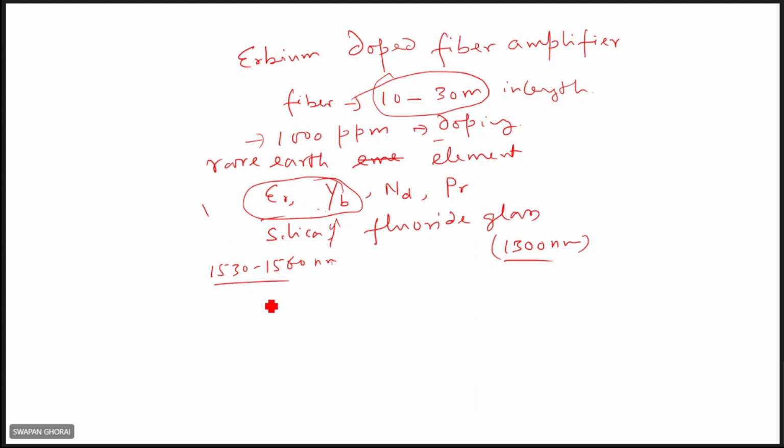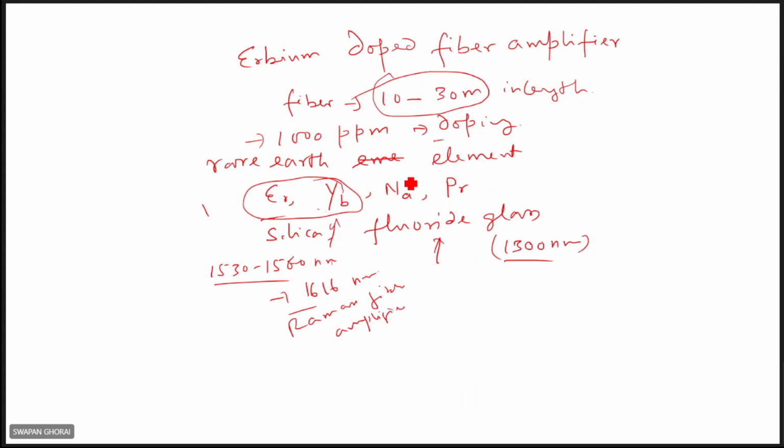Extended to 1560, but it can still be increased to 16 nanometers if you consider the Raman fiber amplifier. Using Raman fiber amplifiers, the range can be increased. But in the 1300 nanometer region, you have to consider the fluoride glass I told you.